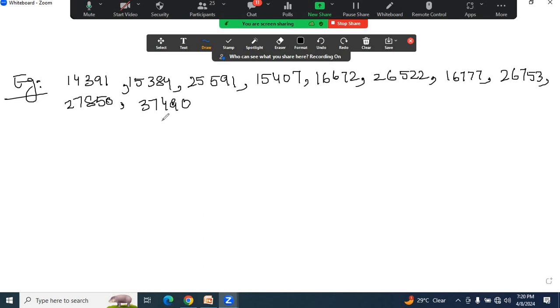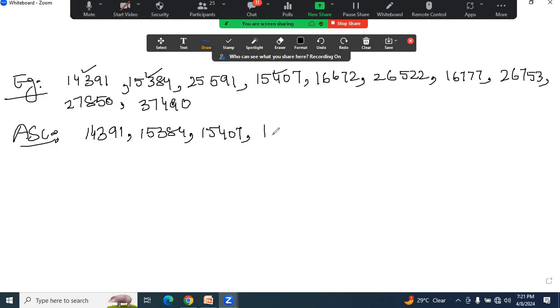So I can observe my data. It's not arranged in order. So first I need to arrange it in ascending order. It will be 14391. Second number will be 15384. Then third number will be 15407. I'll keep on putting tick marks. Once done, this is done, this is done, this is done. Then 16672. Then 16777.